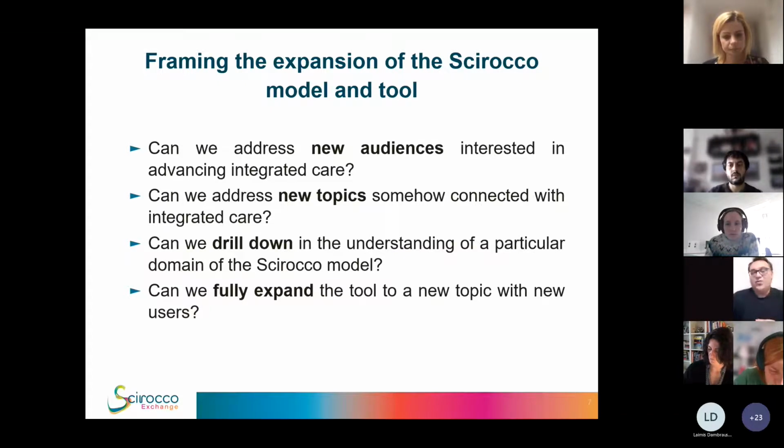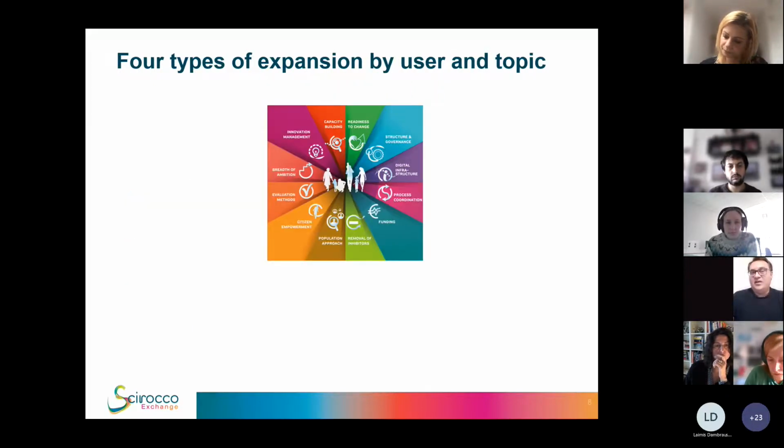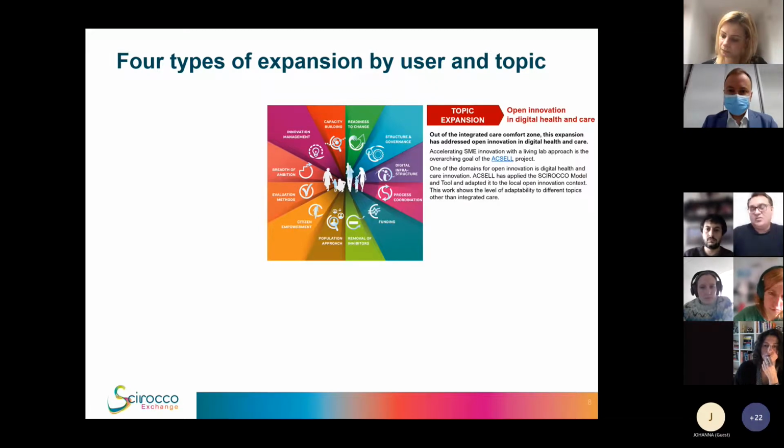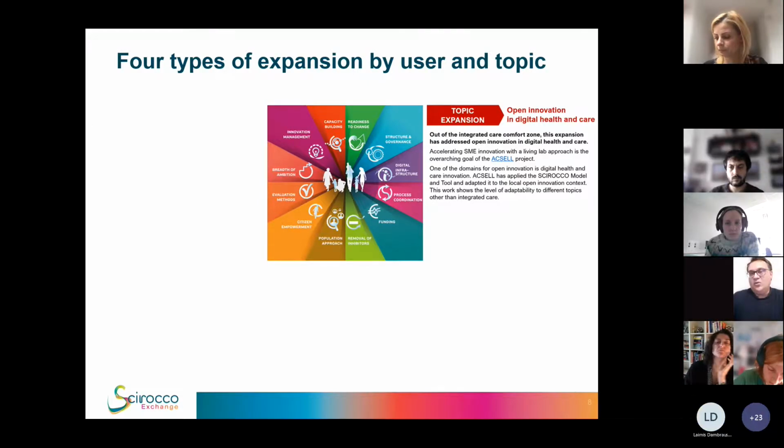And the final question, could we fully expand the tool and address new audiences, new topics, and drill down in a specific domain? So these were the 4 areas where we were actually challenging the model and the tool. And we typified 4 types of expansion. The first one was the topic expansion, and we will see different cases today on this, starting from the open innovation of the Excel project. So we are moving from integrated care to open innovation in digital health and care, which is related to integrated care, but is a different topic.